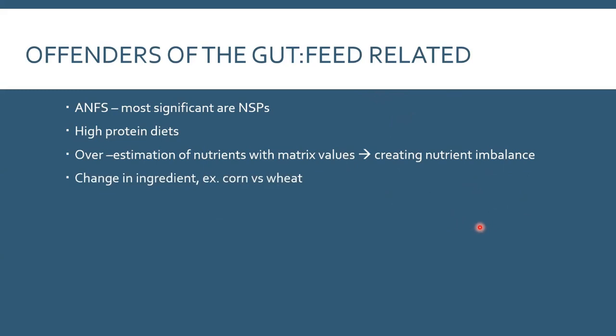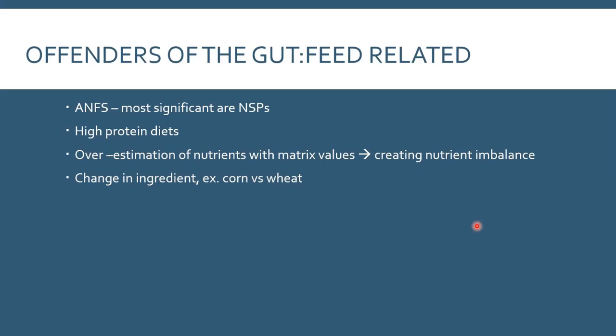So, the sudden change in ingredients. This happens most of the time when, let's say, we have to change the cereal or the grains that we have in the diet. For example, when we run out of corn, we will immediately replace that with wheat. And what happens, as we have shown before in that figure, is that the NSP composition of wheat is different from the NSP composition of the corn.